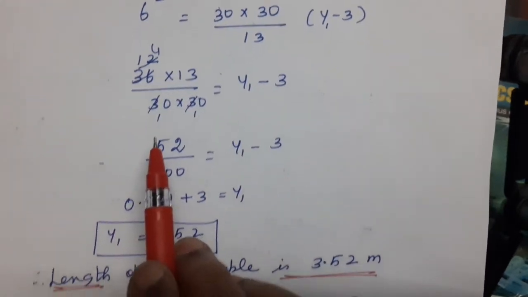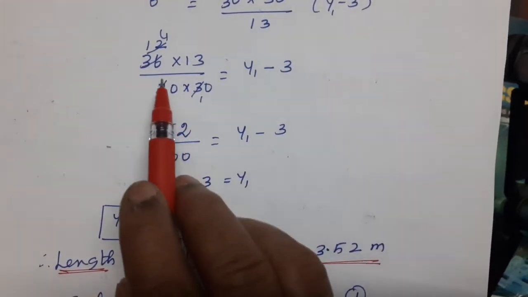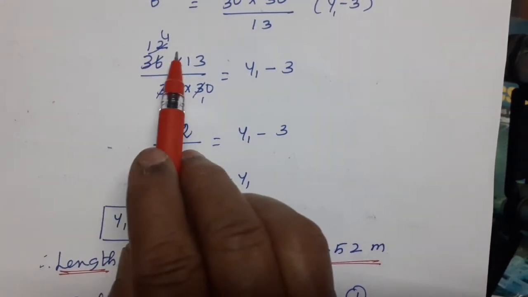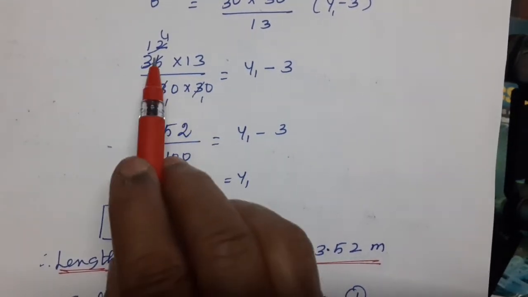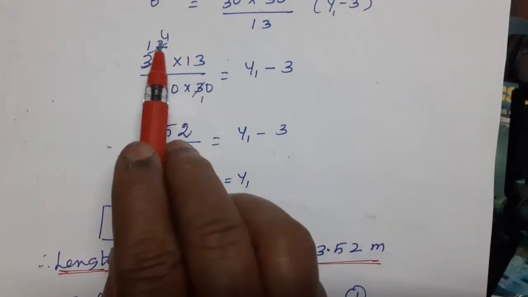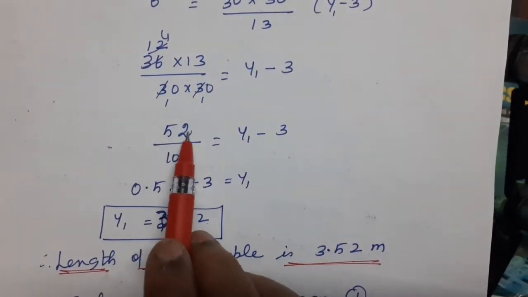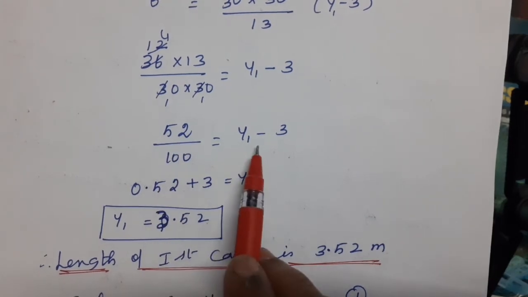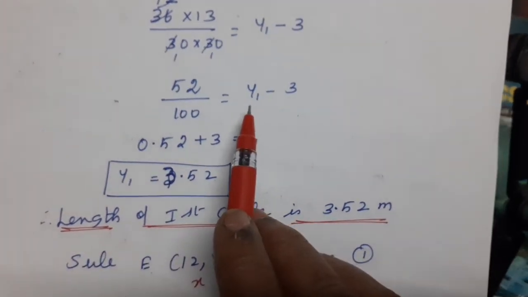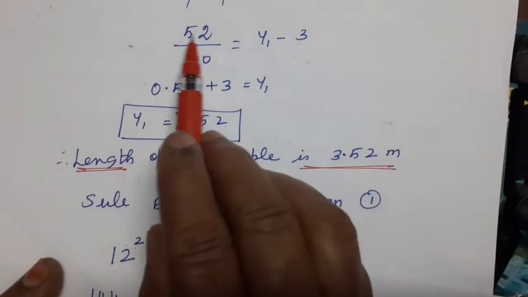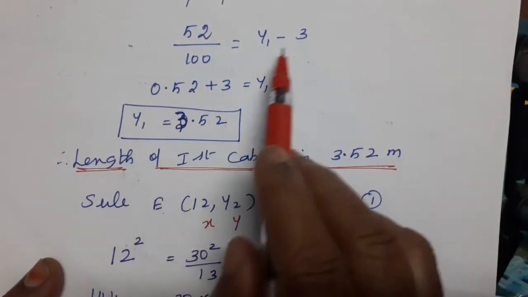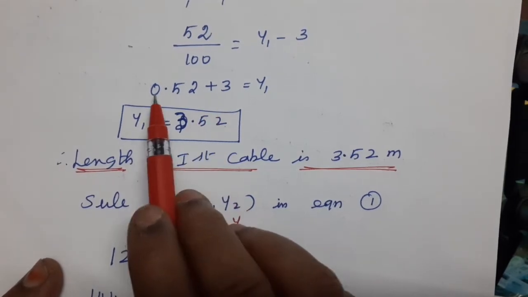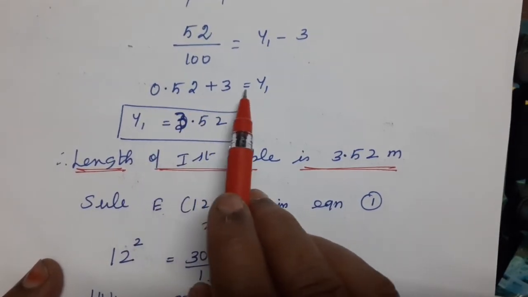After the cancellation, what do you get? 1 3 is 3, 2 3 is 6, again 1 3 is 3, 4 3 is 12. For easy calculation, 4 into 13 is 52, and 10 into 10 is 100. So 52 by 100 equals y1 minus 3. Now 52 by 100 is 0.52. The minus 3 goes to the left-hand side and becomes plus 3. So 0.52 plus 3 equals y1.